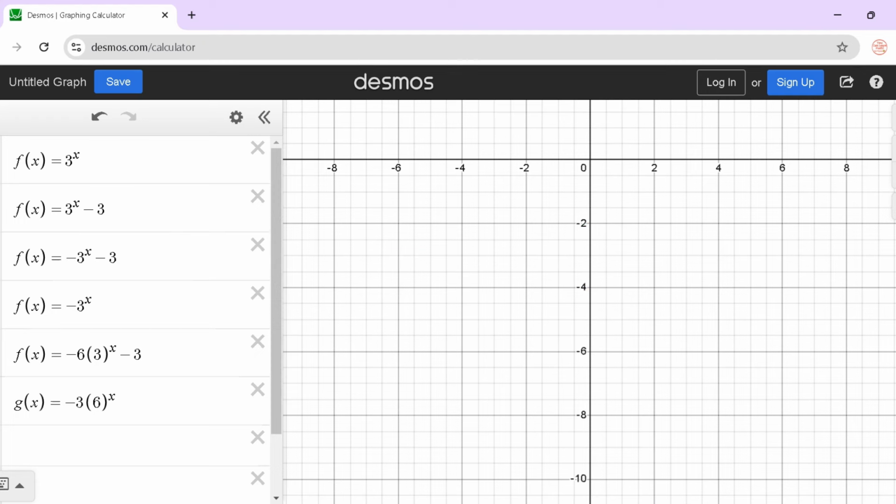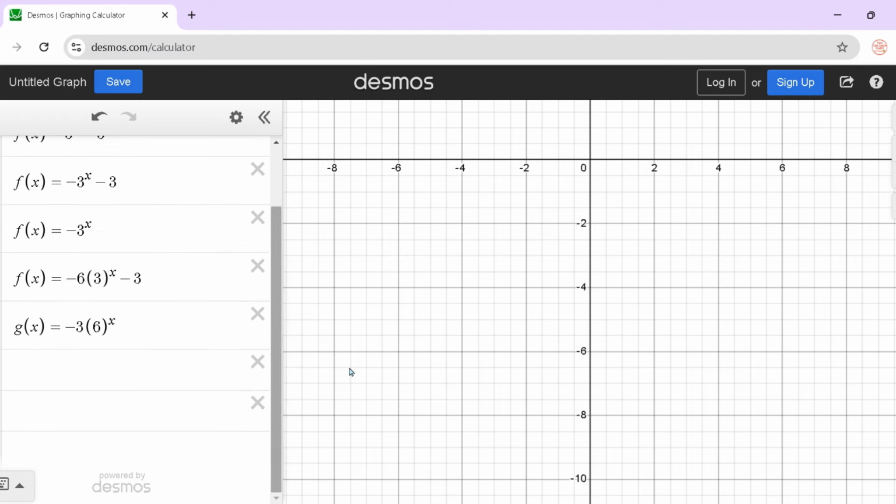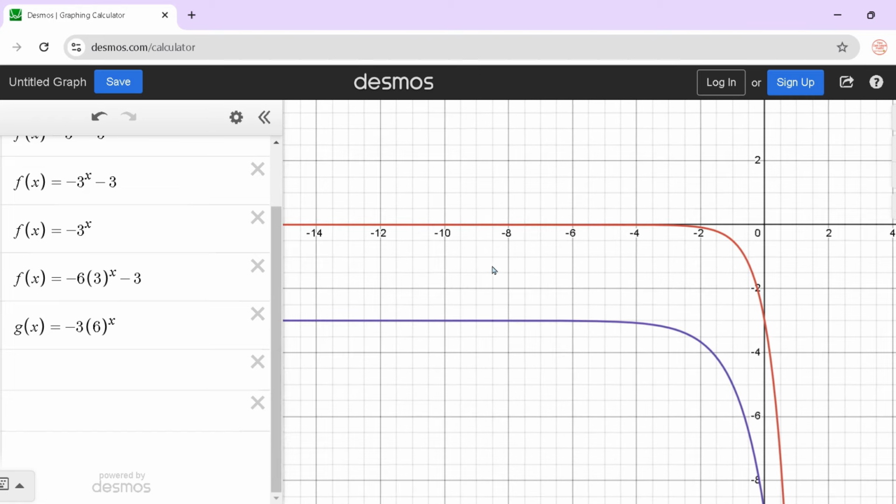Okay, so here are the two that are actually from the problem. And what's going on with these two? On the left, they're each approaching a value but never crossing that line. This one, g of x, negative 3 times 6 to the power of x, is approaching 0. Even though Desmos doesn't show this, it's never crossing or touching it. And on the right-hand side, it is going downward into infinity.